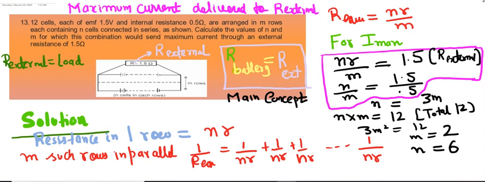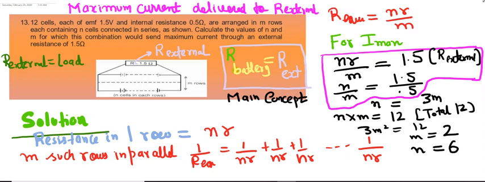Alright, so let's continue with the solution. We know that the maximum power gets delivered when the internal resistance of the batteries is equal to the external load. Now that is possible when you calculate the internal resistance, and the approach to do that is to assume these 12 cells are organized as n cells in each row and m such rows are considered.